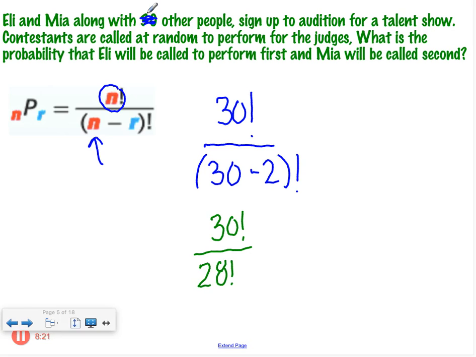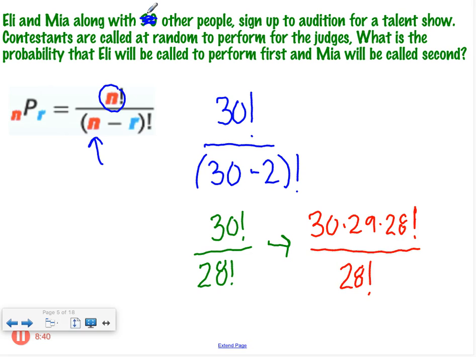So an easy way to simplify this is watch. 32 factorial means 32 times 31 times 30 and so on, right? So I can write 32 times 31 times 30 factorial all over 30 factorial. Because what's going to happen with these? They're going to cancel out. That'll simplify to 32 times 31, right?